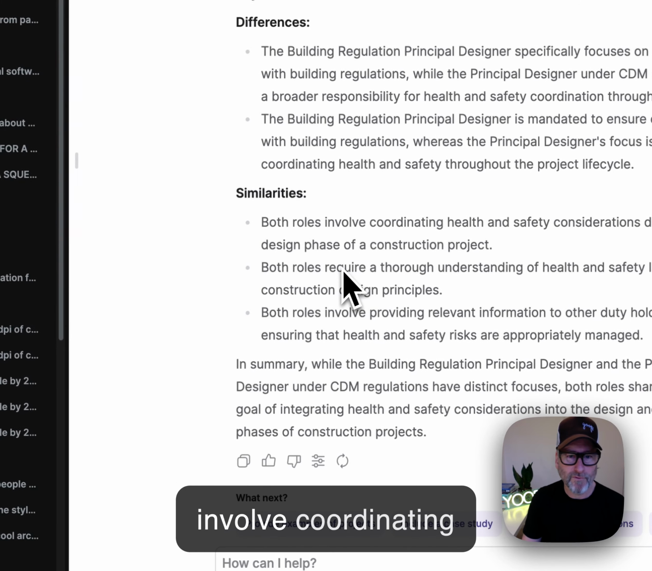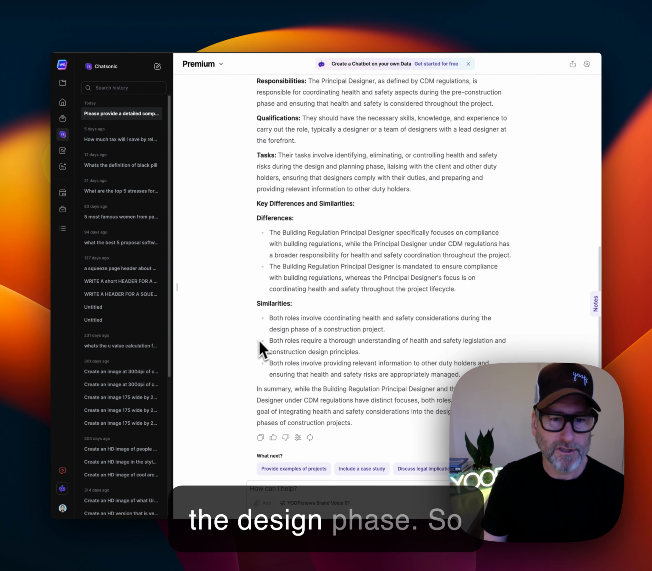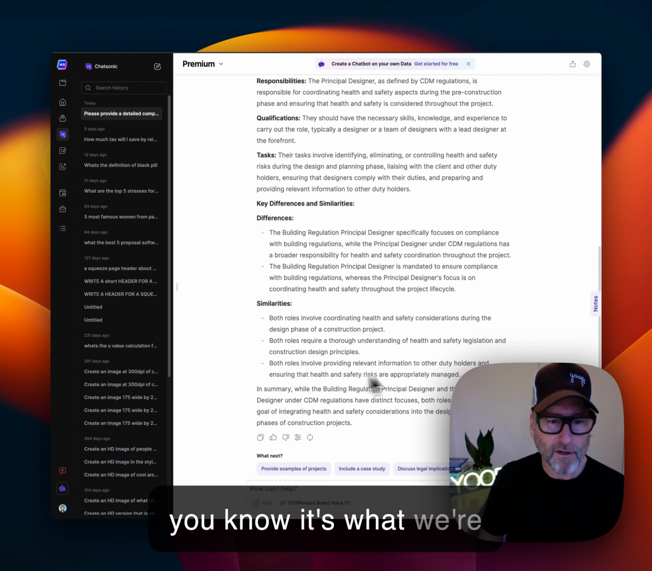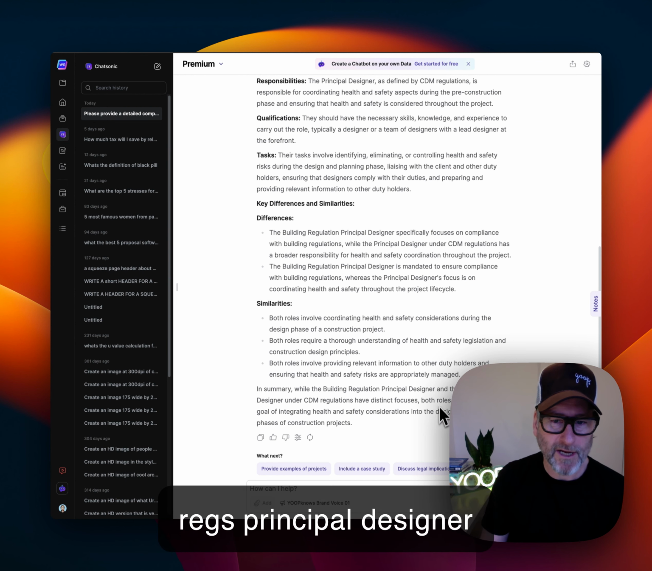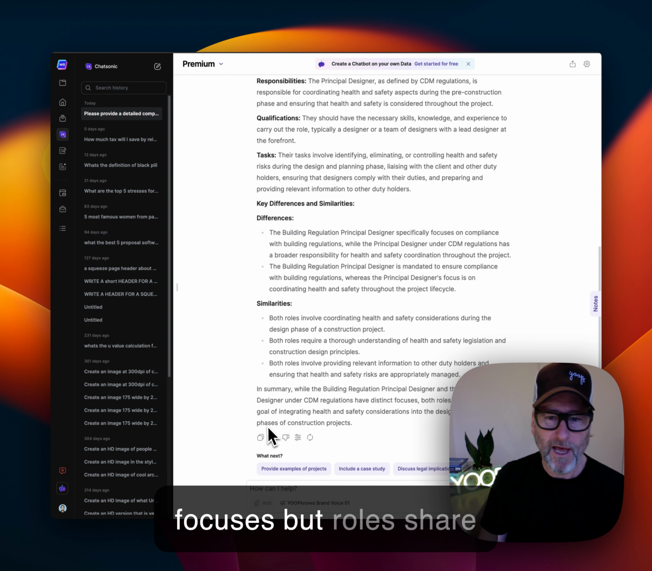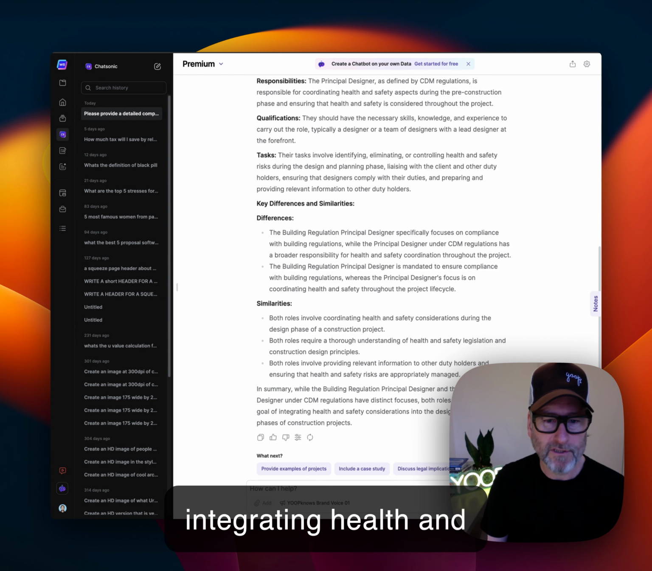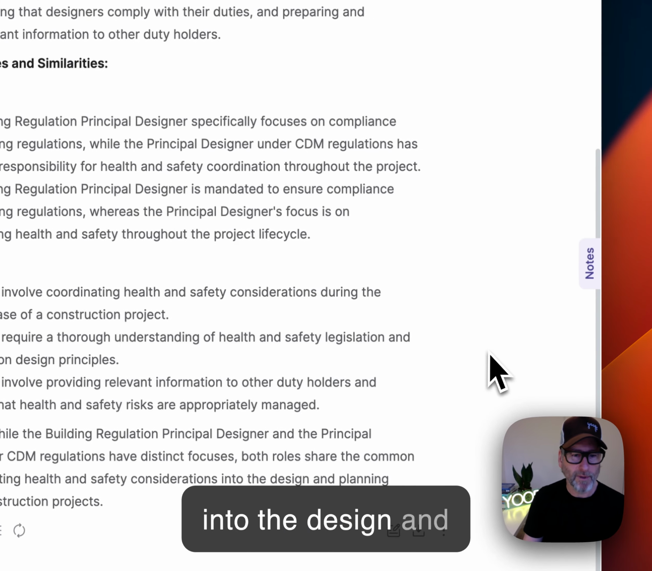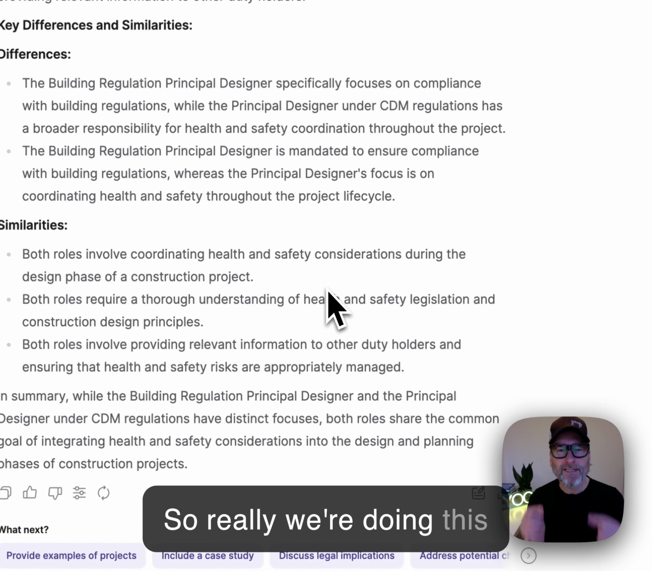Both roles involve coordinating health and safety considerations during the design phase. So, it's what we're always doing. In summary, the building regs principal designer and CDM have distinct focuses, but the roles share the common goal of integrating health and safety considerations into the design and planning phases of construction of the project. So really, we're doing this already.